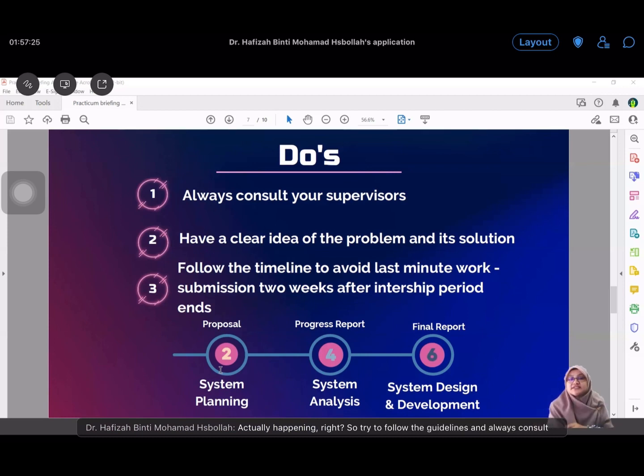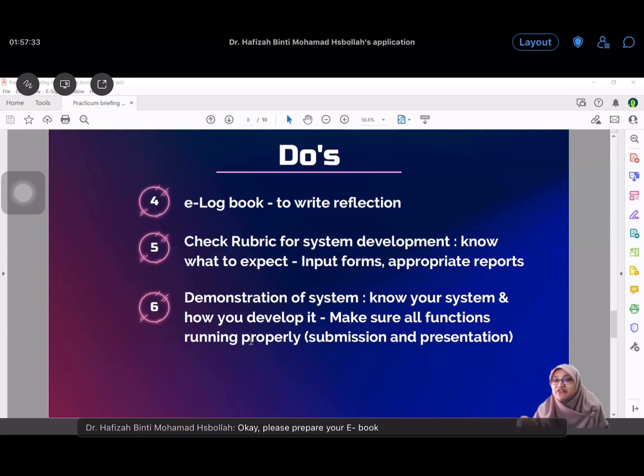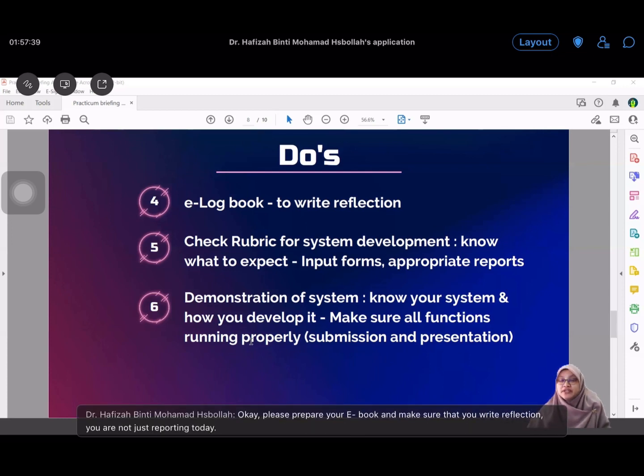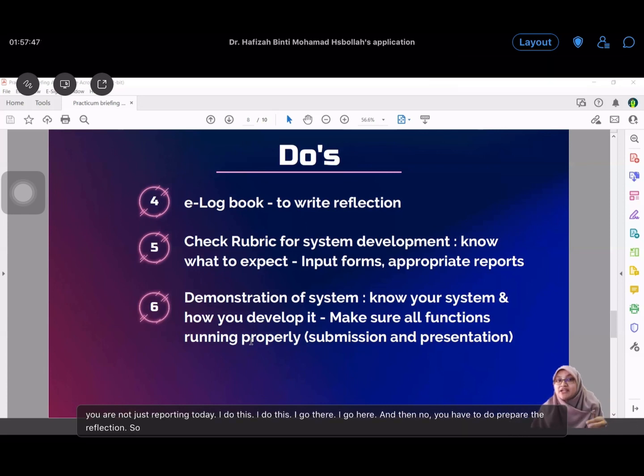Alright, next we have this one, the e-logbook. Please prepare your e-logbook and make sure that you write reflection. You are not just reporting, today I do this, I go there, I go here and then. No, you have to prepare the reflection. So please check the rubric, how your logbook is being evaluated. You have to write reflection.